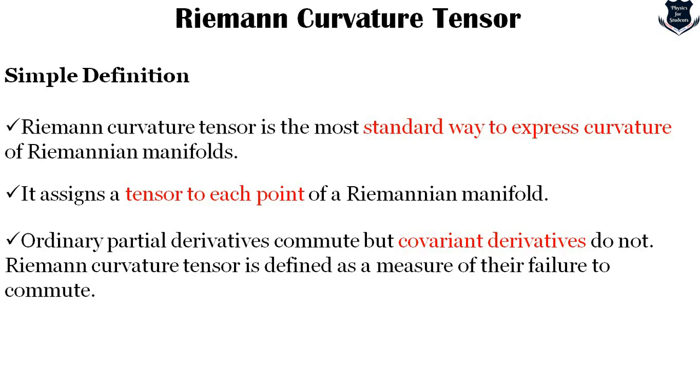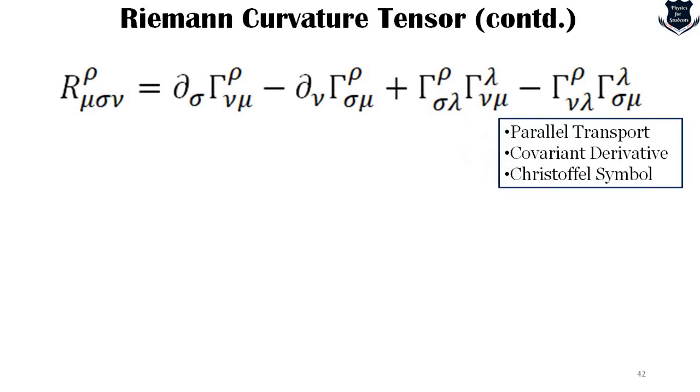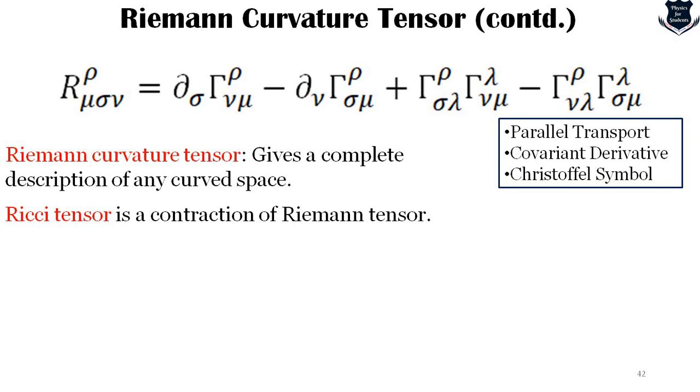So this is a basic definition of the Riemann curvature tensor. However, things will be much clearer once we look into this. This is the mathematical part of the Riemann curvature tensor. It includes parallel transport. We are going to look at the covariant derivative and the Christoffel symbol, but not right now. The Riemann curvature tensor gives a complete description of any curved space. The Ricci tensor is actually a contraction of the Riemann tensor.